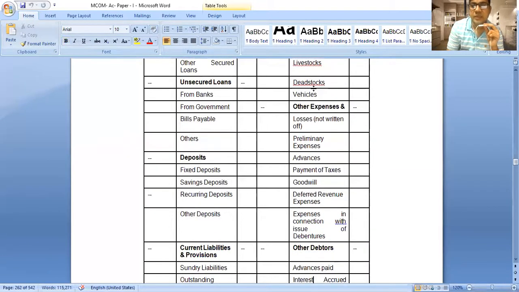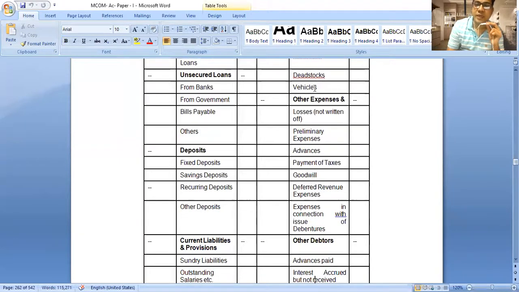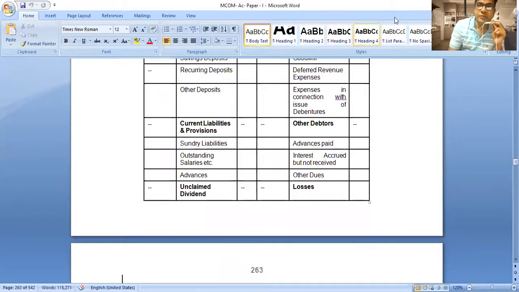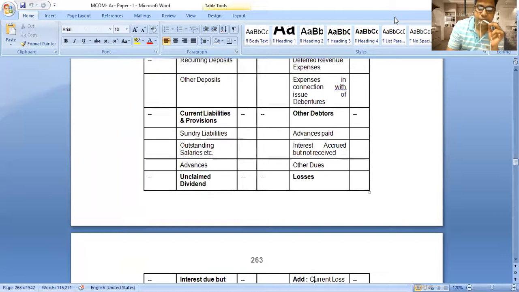Then debtors, other debtors, advance paid, interest accrued but not received, other dues and losses. These are the items we have to put. These are the asset side of the balance sheet. Now, friends, after this, we have to study the rules.